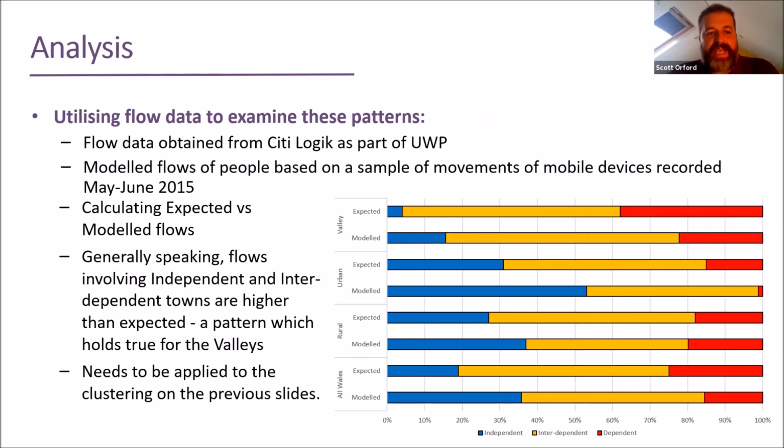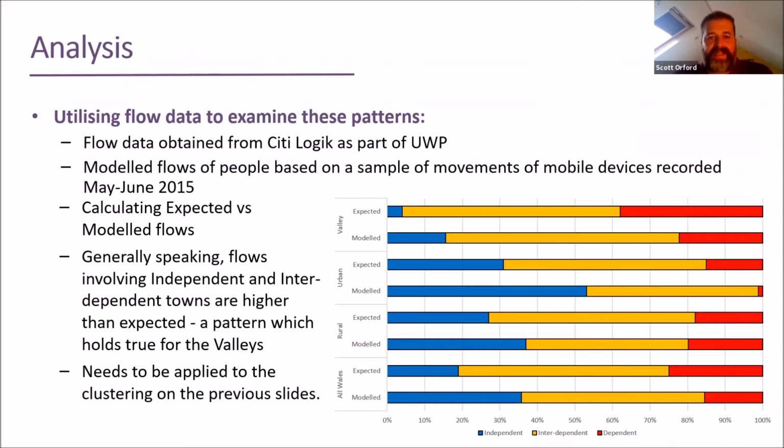So at the moment, this is just looking at spatial patterns. And what we want to do actually is to look at flows of people between places. So part of our data is this CityLogic data, which is mobile phone data. So we have ideas of how people move between places every day. And again, this data is available on the website. So we looked at the flows of data recorded by samples of mobile devices between May and June 2015. So it's obviously way before the pandemic. And we calculated expected versus modelled flows.